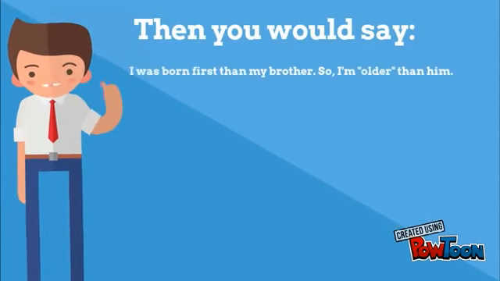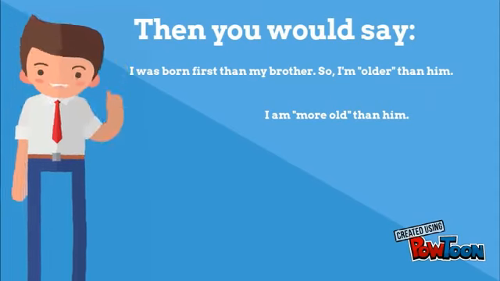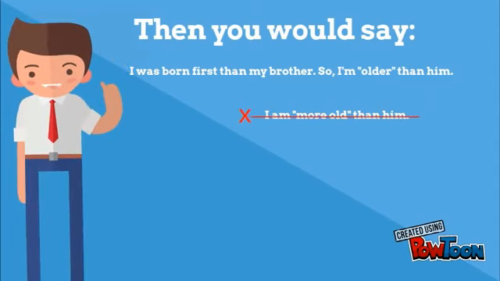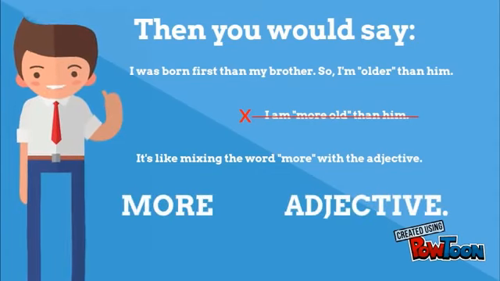Then you would say something like, I was born first than my brother, so I am older than him. What you cannot say is, I am more old than him. This is not correct. It's like mixing the word "more" with the adjective.